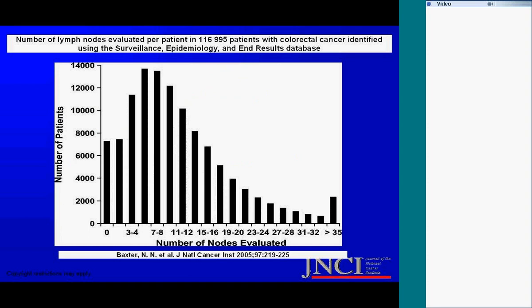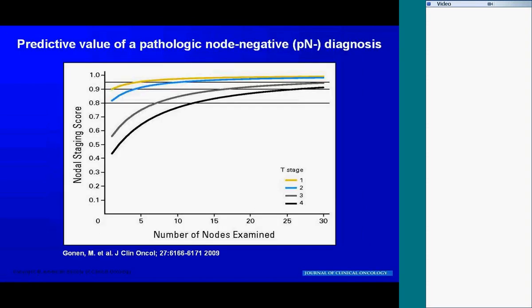How well are we doing? Well, historically we haven't done that well, although I think we're doing better as this is now a quality improvement measure in a number of institutions. And you can see these data from the SEER database from 2005, in which most institutions did not find the recommended 12 to 15 lymph nodes. But we are doing better.